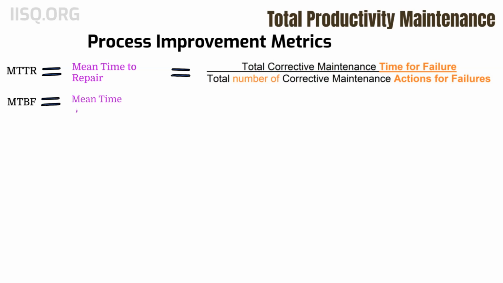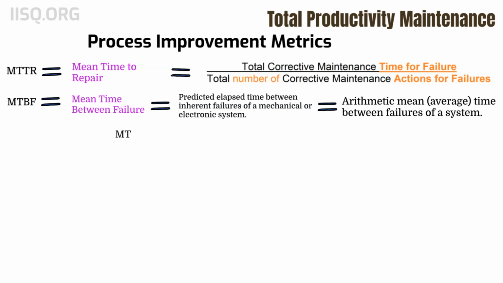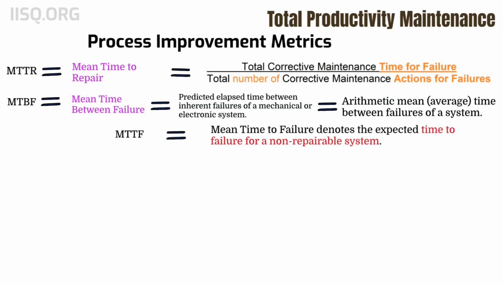This refers to mean time between failures. This is the predicted elapsed time between inherent failures of a mechanical or electronic system during normal system operation. MTBF can be calculated as the arithmetic mean, average, time between failures of a system. The term is used for repairable systems, while mean time to failure, MTTF, denotes the expected time to failure for a non-repairable system.